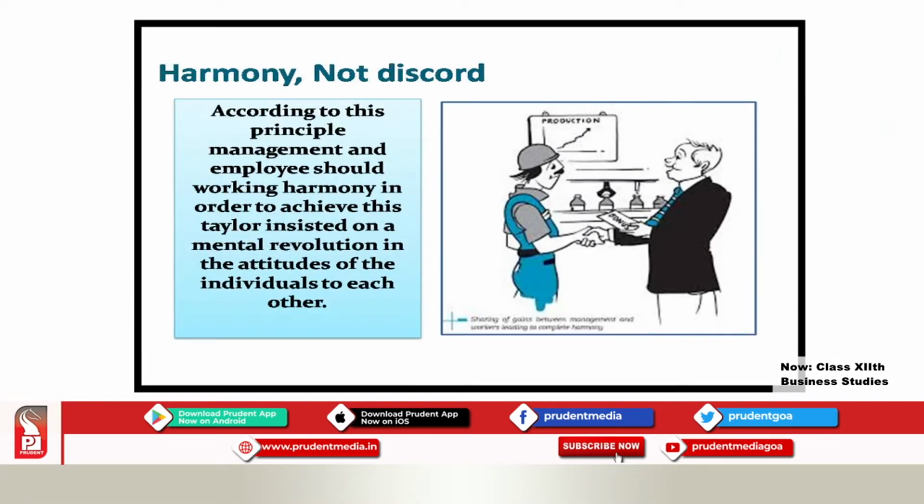The second principle of scientific management is harmony, not discord, which means Frederick Taylor talks about the harmony among the employees and the management. Give and take among the employees and the management. Mutual understanding among the employees and the management. There are always differences between the management and the employees.